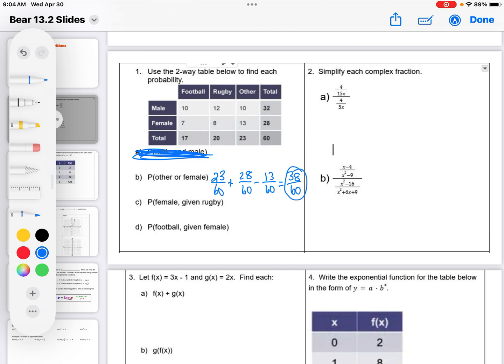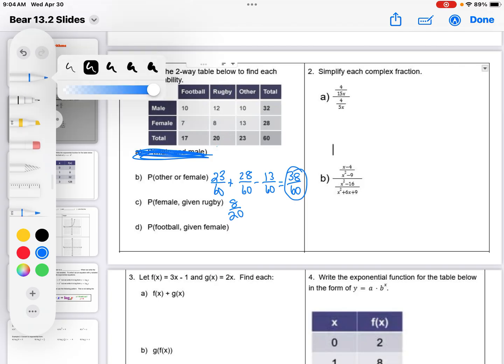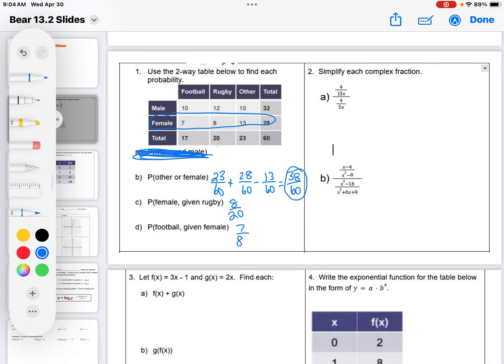Female given rugby, so we're only looking at those who play rugby. So the females who play rugby is 8 out of 20. And for football given female, we are only looking at the females, so 7 out of 28. There's our answers to that one.